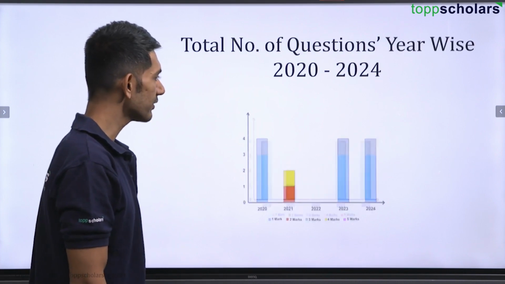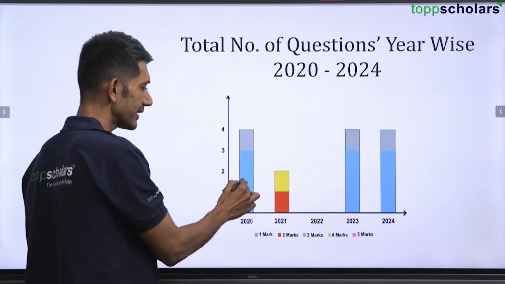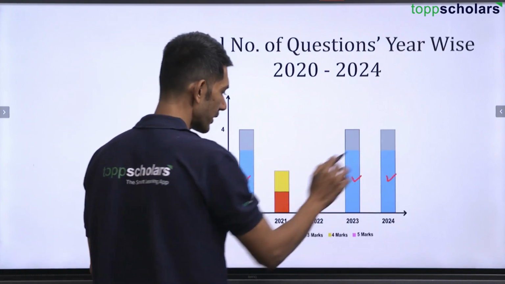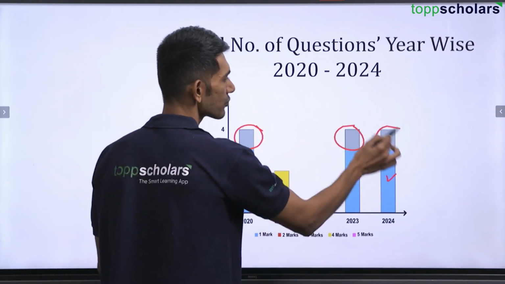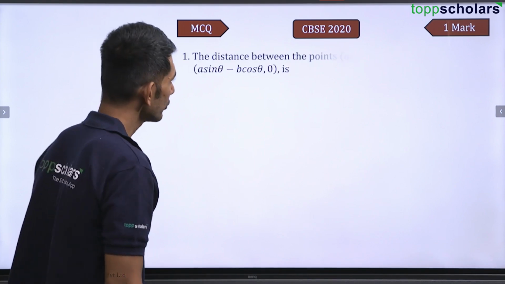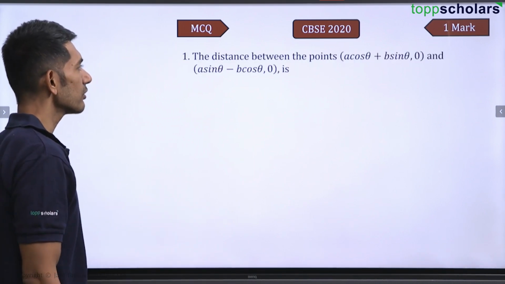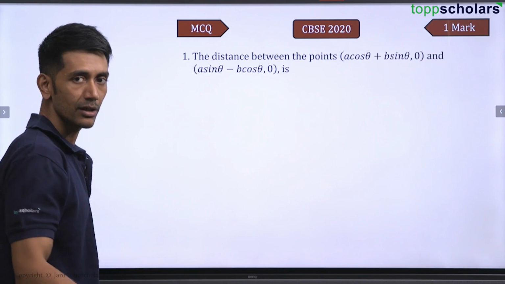So you can have a look at this. You can clearly see that the 1 marker is very important here, right? Apart from that, you can also expect a 3 mark question from this particular chapter. So straight away, let us solve some problems based on coordinate geometry.